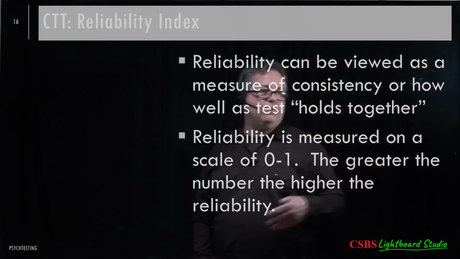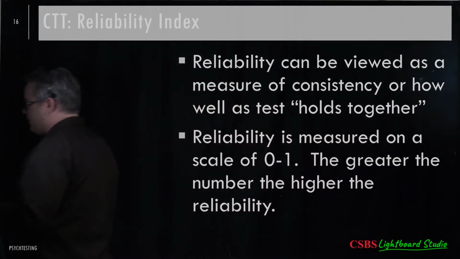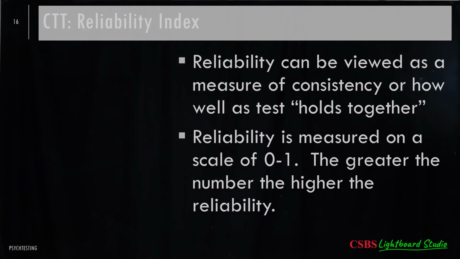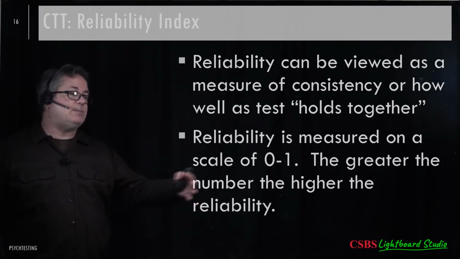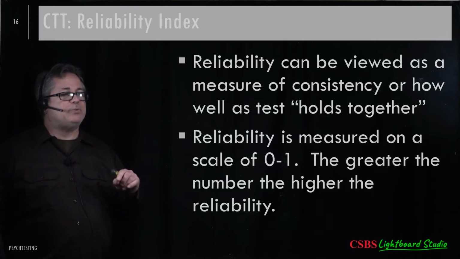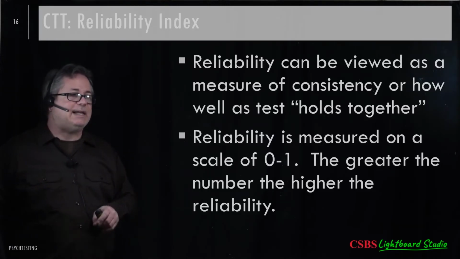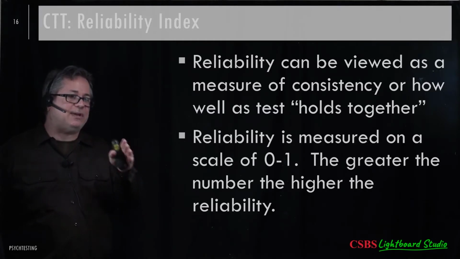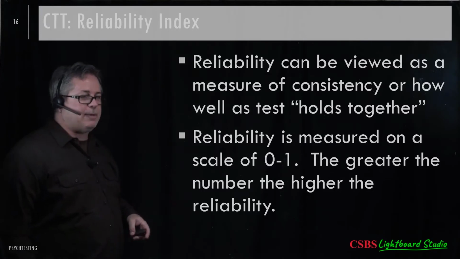So reliability can be viewed as a measure of consistency or how well a test holds together. If a test does a good job of being consistent, it means it's consistently measuring the same thing. So the consistency part is the reliability. Now, whether or not it's measuring your intended true score, your intended target, that's validity. Okay? So validity is how close you're getting to the target. Reliability is how consistently that thing is being measured.